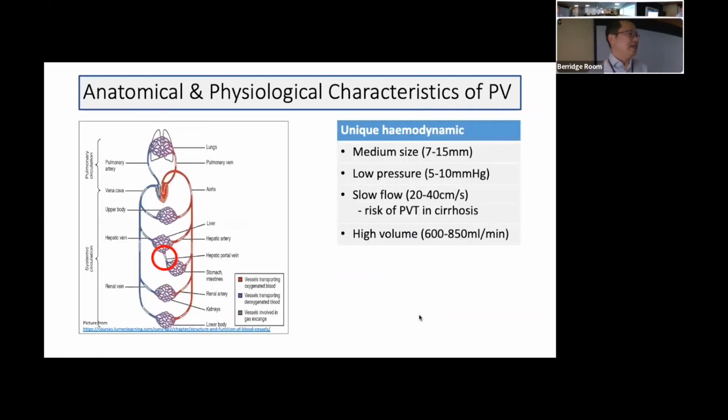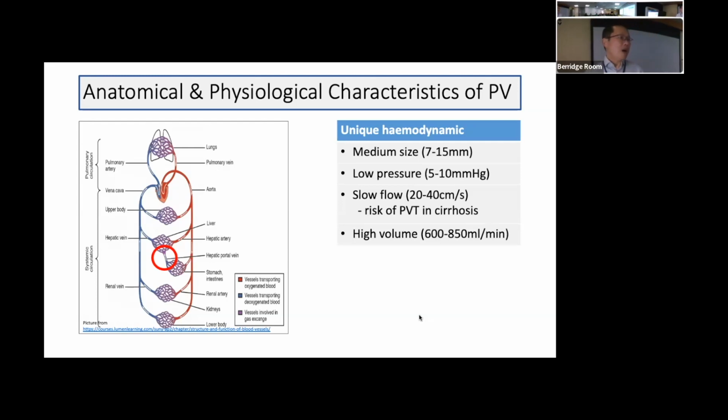I'm always fascinated by the portal vein. It is the only vein that joins vein to vein, from the mesenteric veins to the hepatic vein. And it is also unique in the sense of the size of the vein itself, which is quite medium, and it has low pressure. You can see here up to 10 millimeters of mercury, and very slow flow, in most cases 20 to 40 centimeters per second. And therefore, in patients with cirrhosis, when there is high resistance in the liver parenchyma, the flow is going to be even slower, and therefore they are more at risk of portal vein thrombosis.